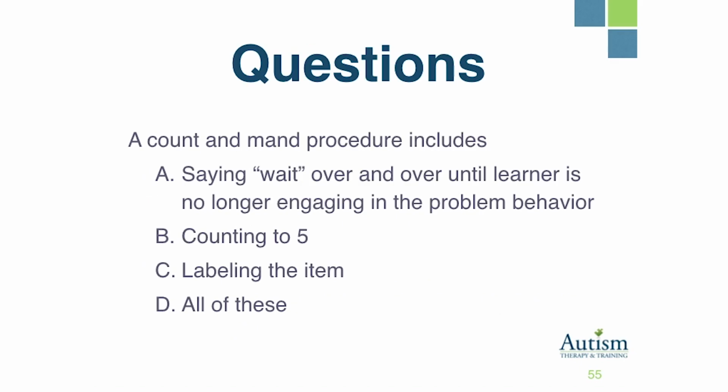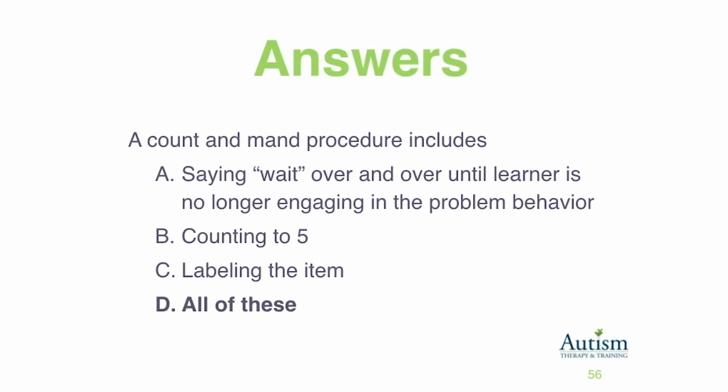A count and man procedure includes A, saying wait over and over until the learner is no longer engaging in the problem behavior. B, counting to 5. C, labeling the item. Or D, all of these. And the correct response is D. All of these.